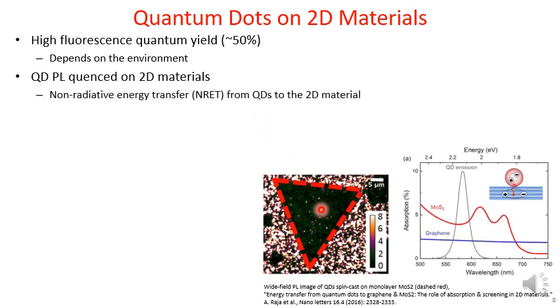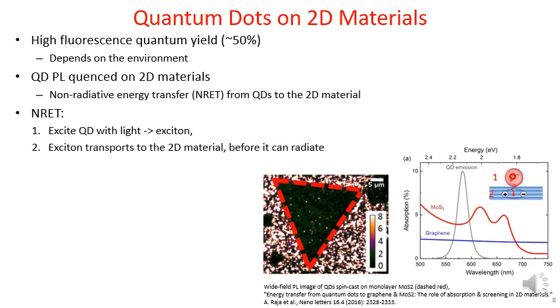What results in this quenching is actually non-radiative energy transfer from the quantum dots to the two-dimensional material. First we excite our quantum dot with light, and we create excitons in them. Normally there will be high PL yield, but the excitons have a long lifetime of nanoseconds, and they transfer to the 2D material before they can radiate.